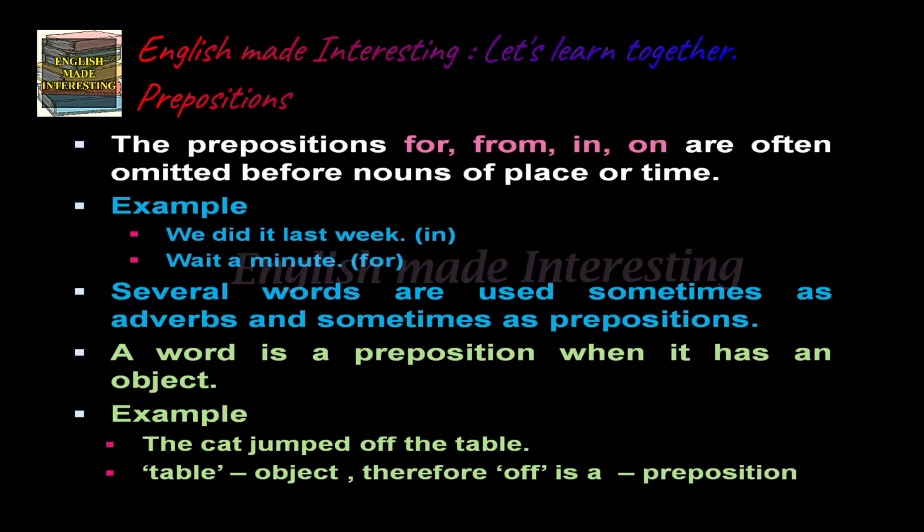Several words are used, sometimes as adverbs and sometimes as prepositions. A word is a preposition when it has an object. Example, the cat jumped off the table. Table is the object. So here, off is a preposition because it has got an object.